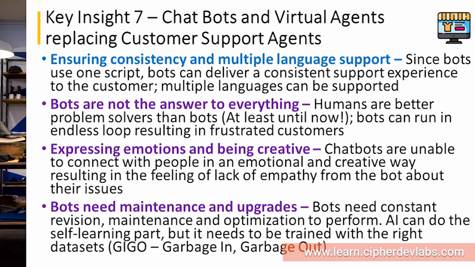Then, bots also need maintenance and upgrades. Bots need to be consistently revisioned, maintained, and optimized to perform. AI or artificial intelligence can do the self learning part, but it needs to be trained with the right data. In computing, we have this catchphrase called GIGO, which is garbage in, garbage out. When you add garbage data, what you get is garbage output and results. So you need to be very careful of the data that's being fed to train these chatbots and virtual agents.